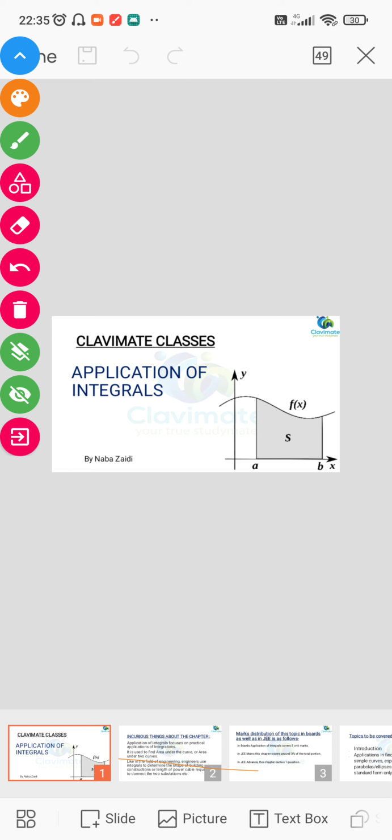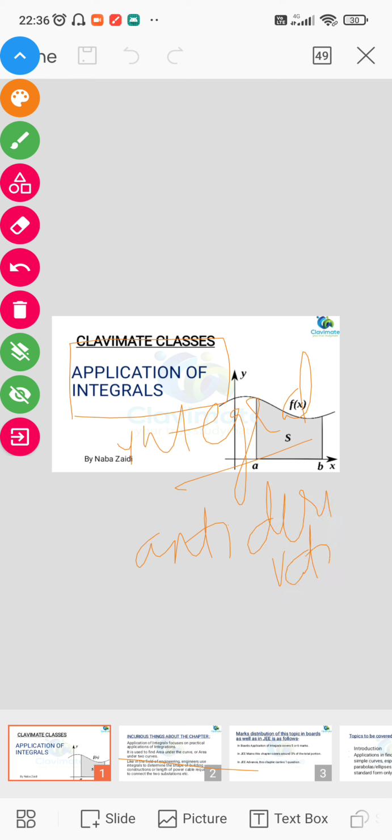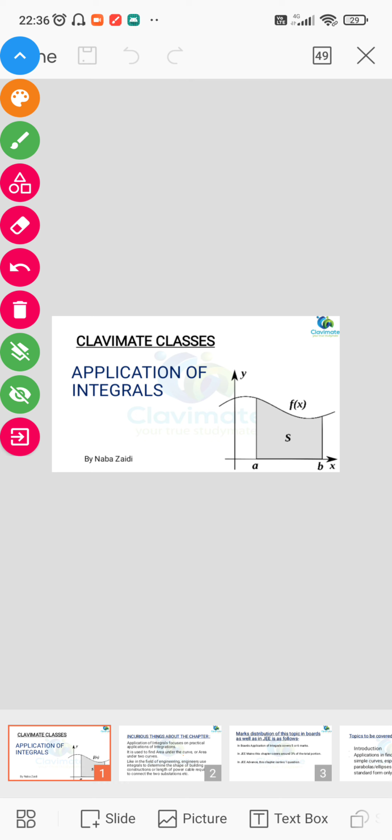So today we are going to revise application of integrals in one shot, with the help of some important questions. We have already studied integrals. What is an integral? Integral is antiderivative. So we have already studied integrals, and in today's lecture we are going to revise application of integrals in one shot. This is a one shot revision. It will cover important questions of this chapter. So let's start with the introduction to this chapter.